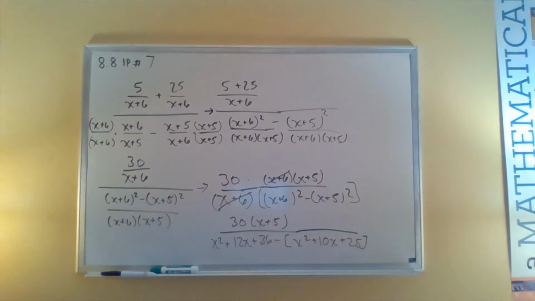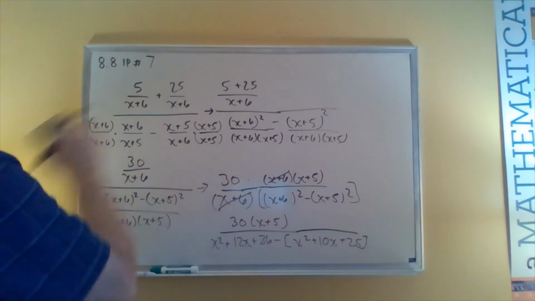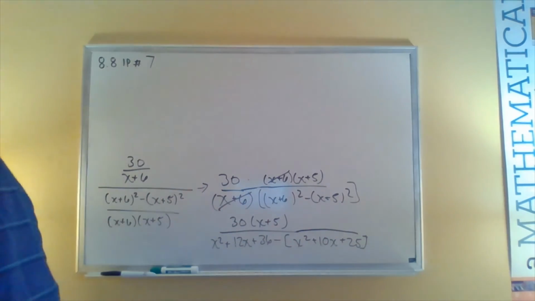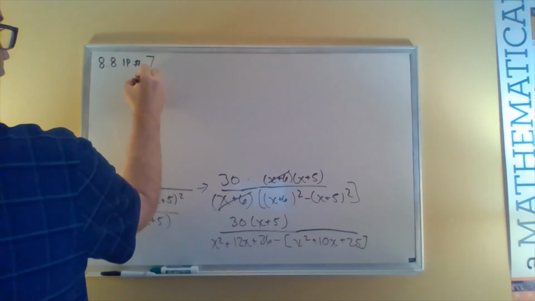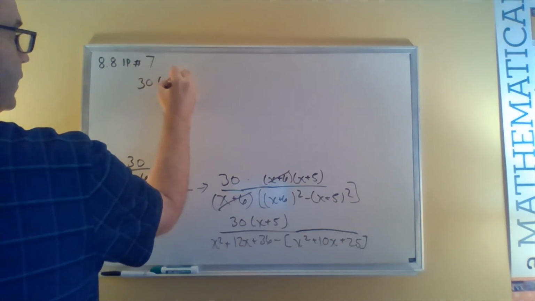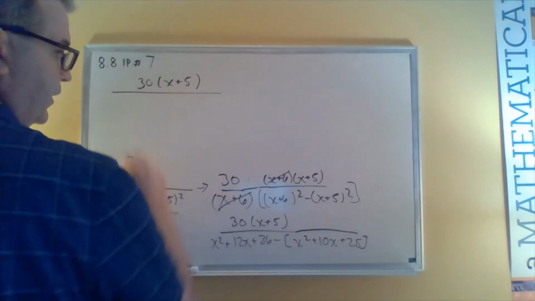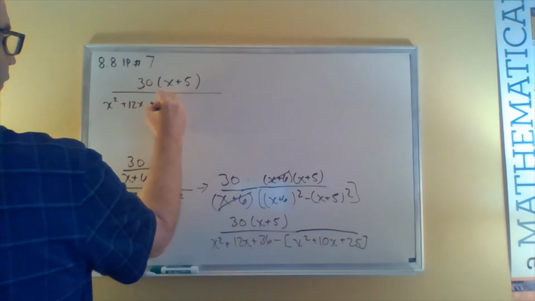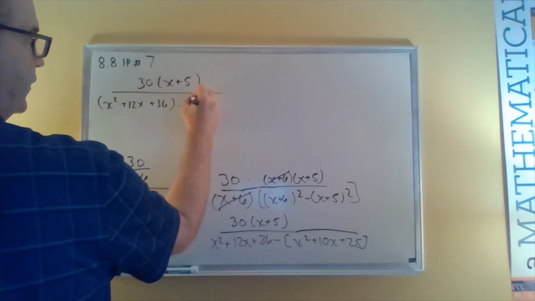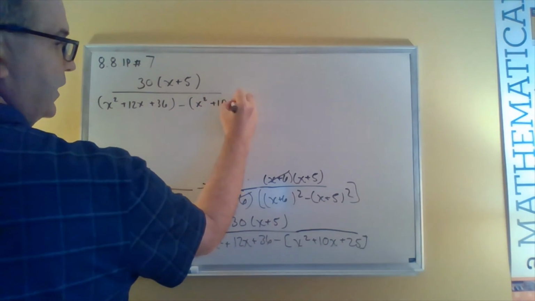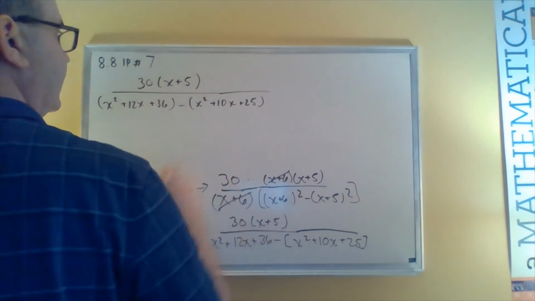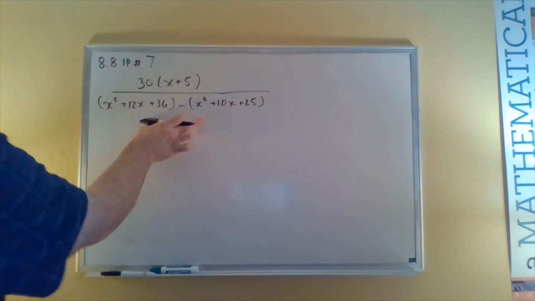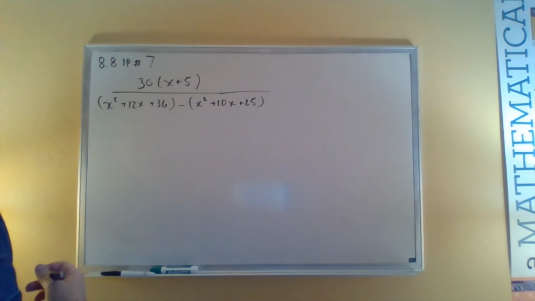All right, so I've run out of space, but I still got some more simplifying to do. So pause it and write down up top here if you need it. Rewrite what I got down here. So I have 30 times (x+5), all that over x squared plus 12x plus 36 minus (x squared plus 10x plus 25). All right, so hopefully you remember what this denominator looks like from when we were subtracting polynomials. That was from an earlier unit.